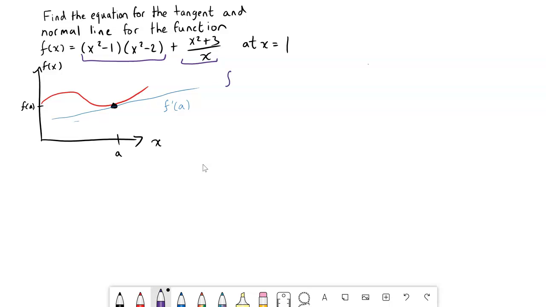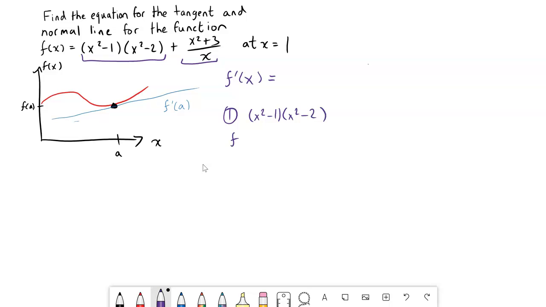So let's do that. The derivative of f of x is equal to, whatever, we have to use the product rule, and then maybe the quotient rule, maybe something else, I don't know. Let's look at it later. So let's do the product, the first part, the product. So x squared minus 1 times x squared minus 2.